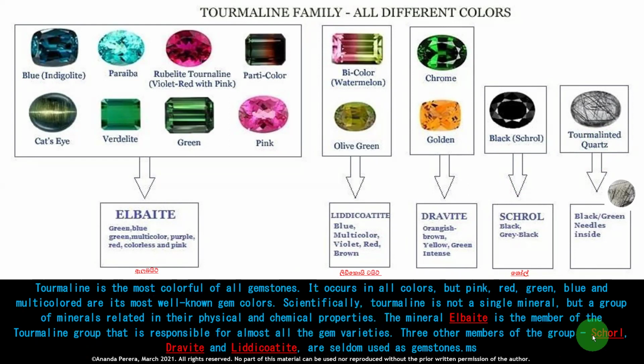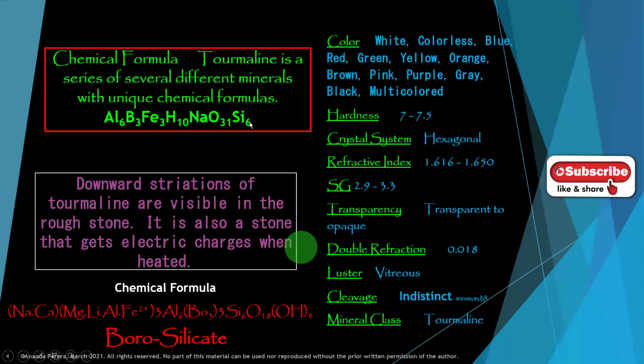So, the mineral elbaite is the member of the tourmaline group that is responsible for almost all the gem varieties. Three other members of the group, called schorl, dravite, and liddicoatite. These are the other three. Are seldom used as gemstone. Now we are moving to the next part.